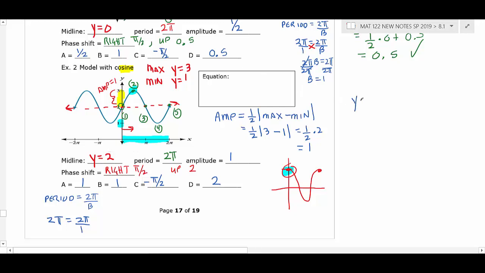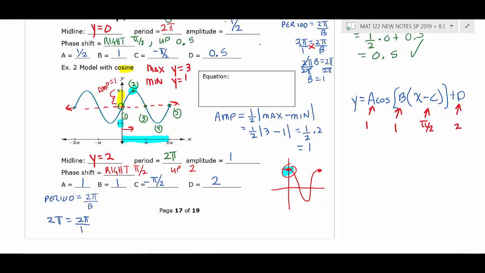So the general form is y equals a cosine b x minus c plus d. So now we're ready essentially just to plug everything in. So the amplitude is 1, b was 1, the phase shift was pi over 2, and we have a minus because it went to the right, and then we went up 2.